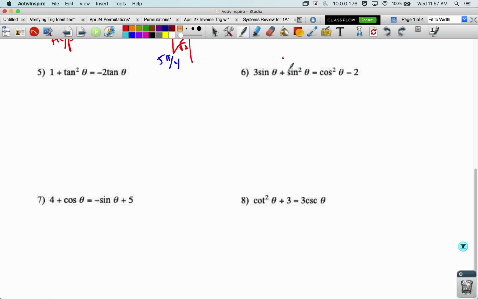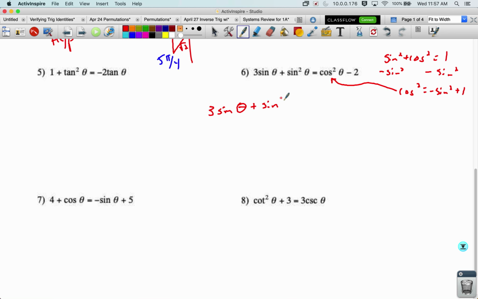I see I've got sine, sine squared, and a cosine squared, so I'm going to want to replace that cosine squared. So sine squared plus cosine squared equals 1. Subtract the sine squared from both sides. I get cosine squared equals negative sine squared plus 1. That'll come in and replace right here. So 3 sine theta plus sine squared theta equals negative sine squared theta plus 1 minus 2.